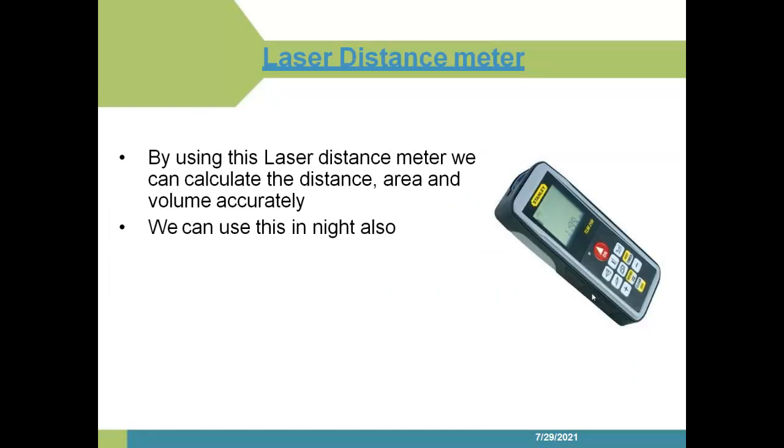So next one is the laser distance measurement. A laser level can be used for laser altitude reduced level calculation, but the laser distance measurement is like one small phone-kind of instrument. From that, we can directly send a laser pulse that will find an obstacle. After that it will be reflected, then we can get the reading. It can be used at night time also.